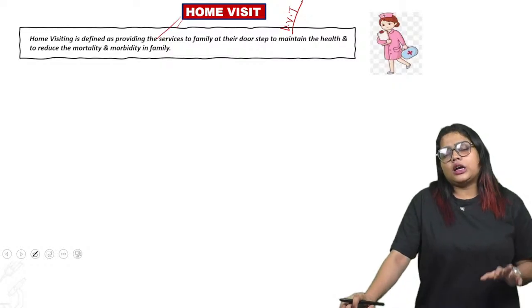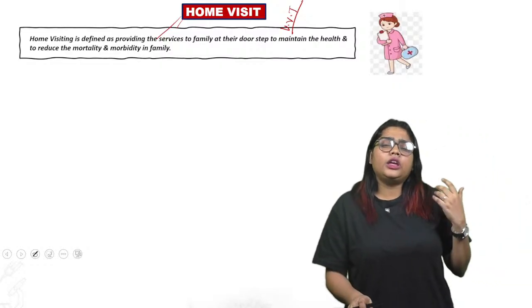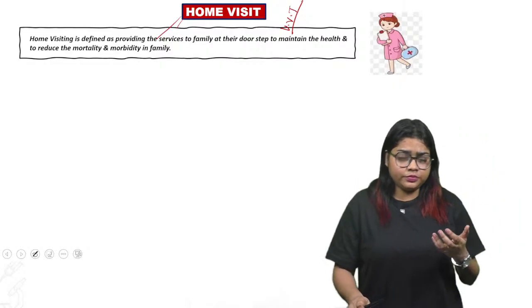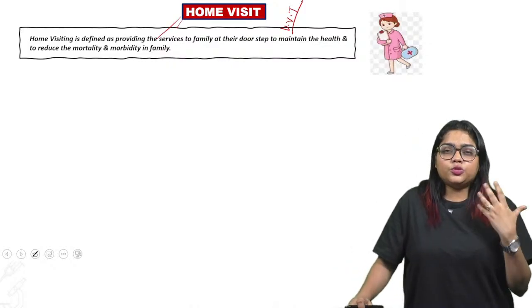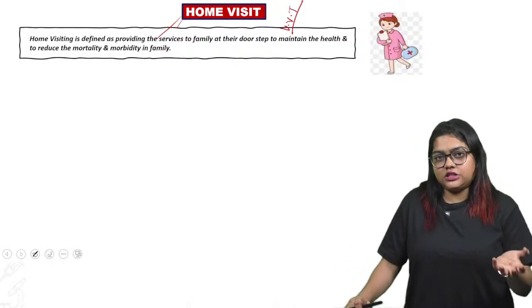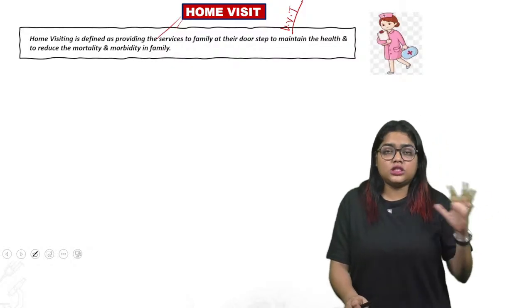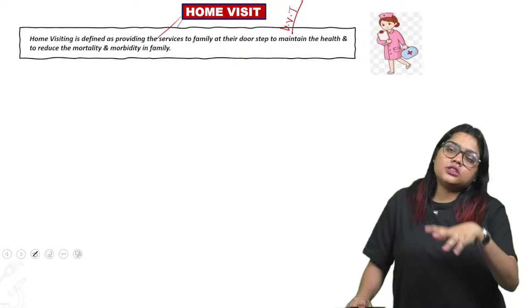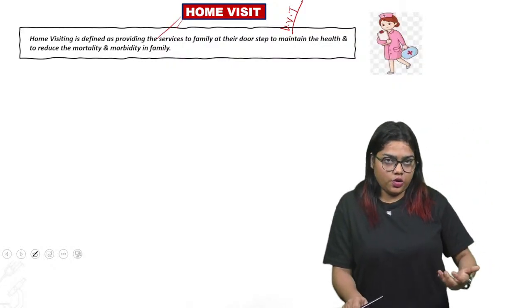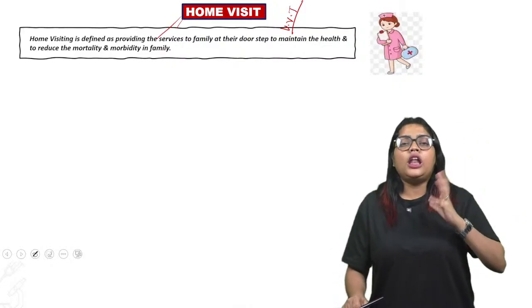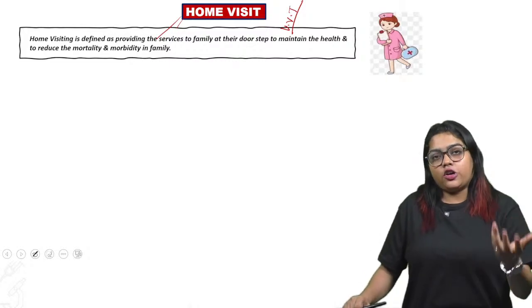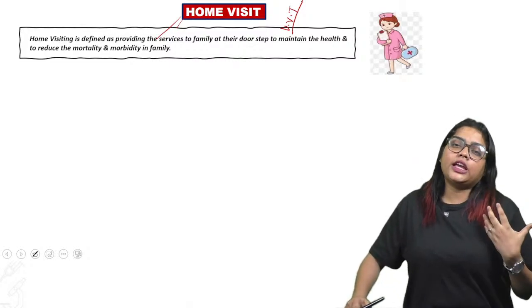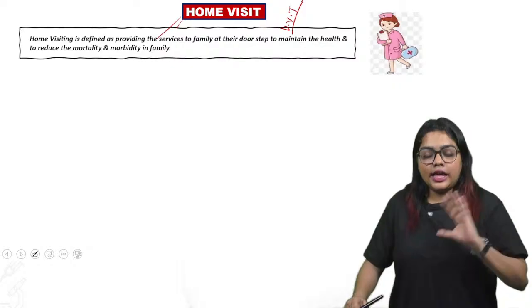So in community health nursing, we will most probably do the home visits only, because surveys or camps are not always possible. Other than the camps and surveys, we will usually go to the homes and visit them. We will take the information, record and report it, and we can give advice regarding their health status.